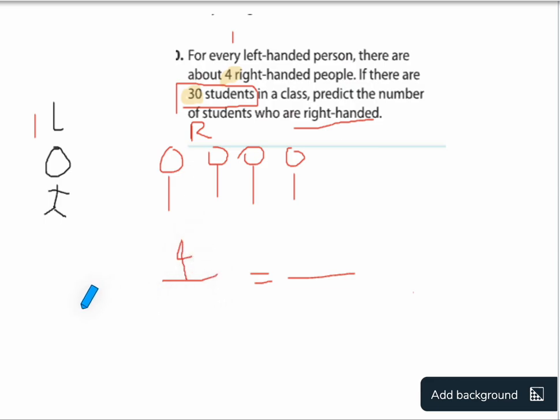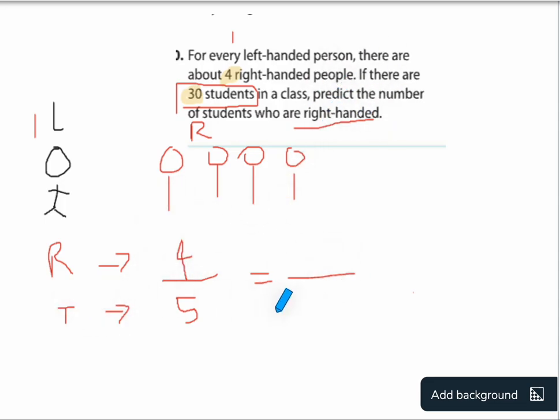The denominator is always the total, T for total. This top one represents the right-handed people. We already put that as 4. How many total students are in this example? The first one is 1, 2, 3, 4, 5. They said for every 1 left-handed, there's 4 right. And they want us to know how we're predicting how many right-handed people. That's why we need the number for right-handed.